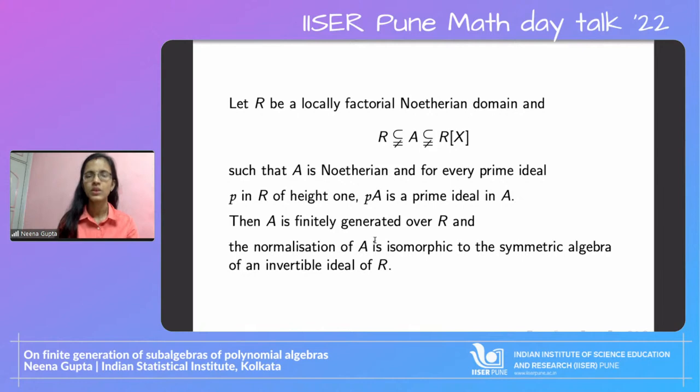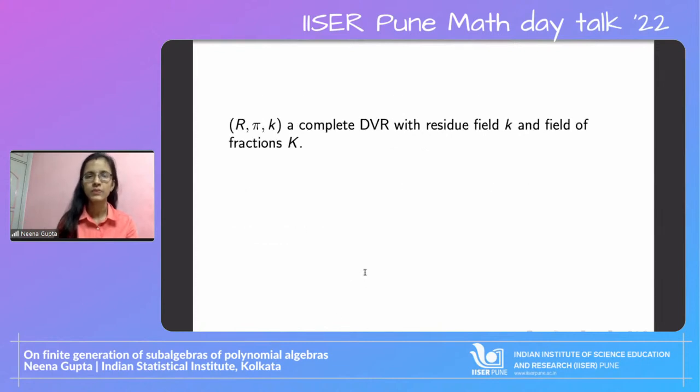So this is a generalization of the result of Abhyankar, Eakin and Heinzer, where R and A are both unique factorization domains. If you don't want to assume unique factorization domains, you assume that R is a locally unique factorization domain. This involves a bigger class of rings, including all Dedekind domains. And you also don't assume A to be normal. Then we have this result.